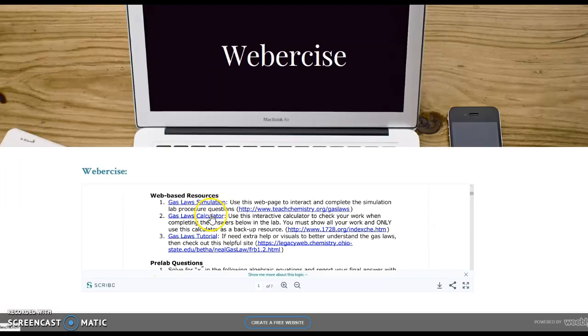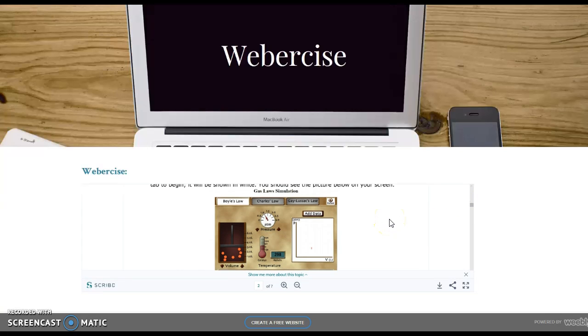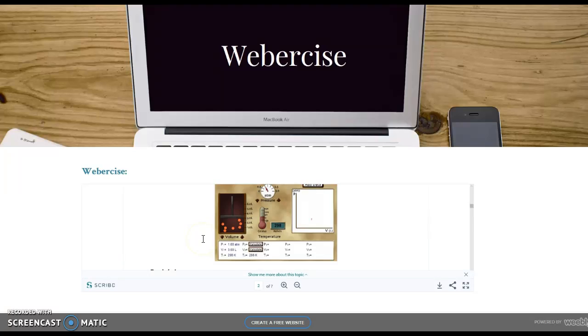There's also a gas laws calculator to double check your work, and a gas laws tutorial if they need more information or happen to be struggling with grasping the lecture. Here's an example of what the gas simulation will look like online, where you just click on a tab, which explains the procedure and how to move forward and use it online. For example, you hold temperature or pressure constant, and then the volume will move up and down depending on it. So you get an idea of how they're interdependent on each other.